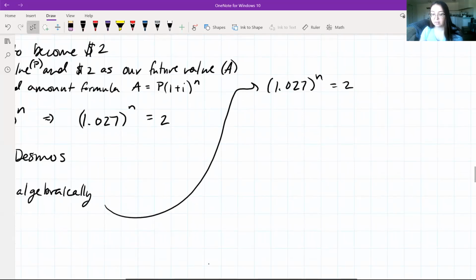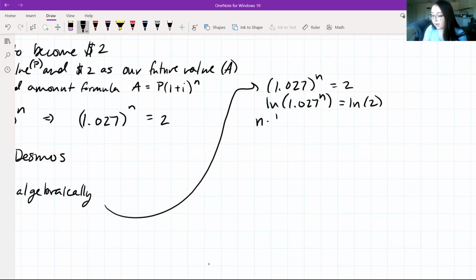So if we want to solve this algebraically, a property that we learned was our power property of logarithms, which we can use for exponential problems. We can use that in order to take the natural log of both sides. So now we can take our n value and multiply it to the front of our equation. We get n times the natural log of 1.027 is equal to the natural log of 2.